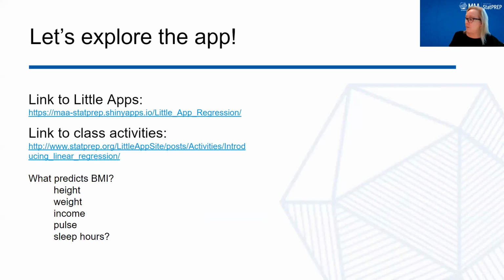Good. I have 5 to 10 minutes for this. And what I'd like you to do is you have a choice. I'm going to go ahead and open up the breakout rooms if you want some privacy, but you can also just stick here and play around. This is really the only section of the presentation where we're going to go deep into the apps and goof around and play. We're going to look at the question of what predicts body mass index. That's going to be your response variable. And we can look at height, weight, income level, pulse, sleep hours.